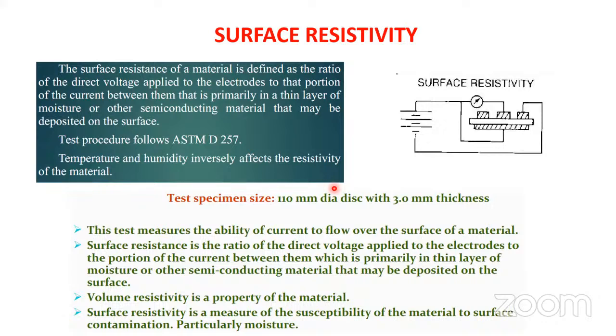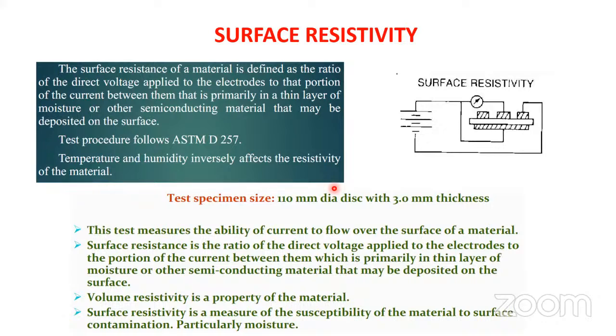Here we can observe the test specimen size, a 110 millimeter diameter disc with 3 mm thickness. What is the significance of this test? What do we get using this test? This test measures the ability of current to flow over the surface of the material.